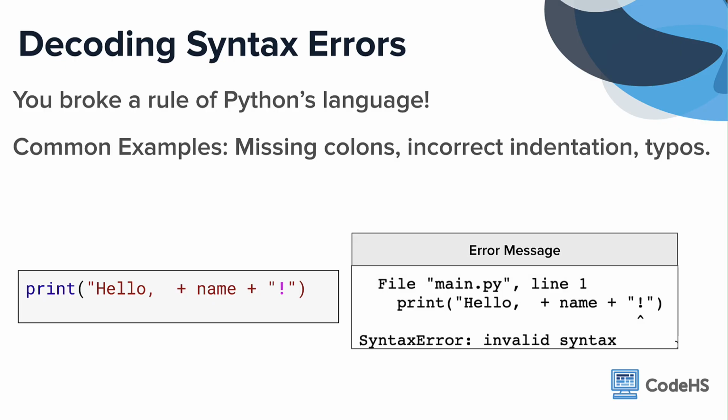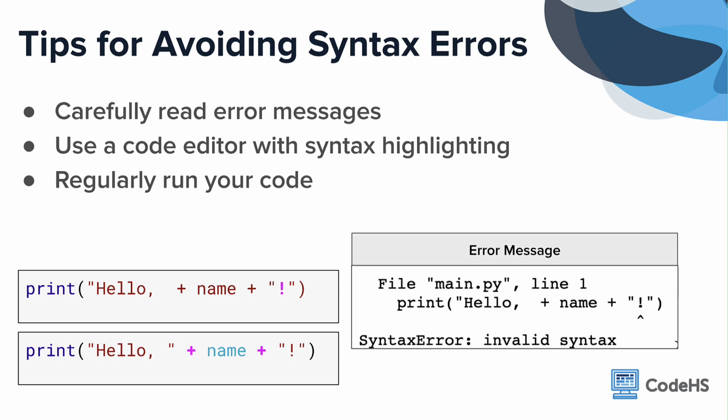Take a look at the code snippet on the left. When this code snippet is executed, it will display an error message. This error message will specify the exact line number containing the problematic code. In this example, we encounter a syntax error due to a missing quotation mark at the end of the word hello. To avoid syntax errors, pay close attention to error messages. They often tell you where the mistake is.